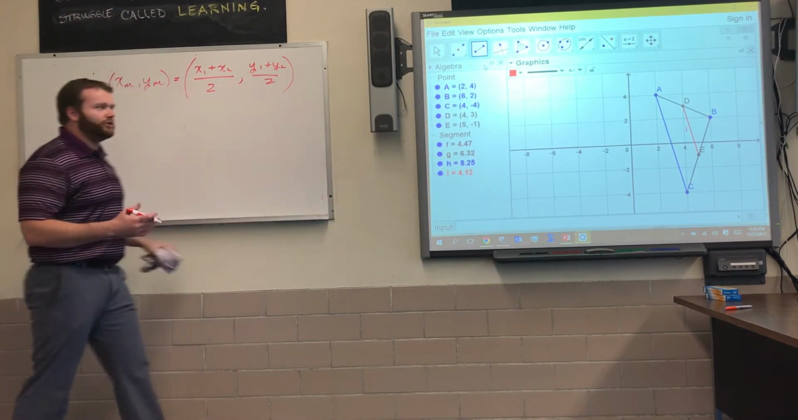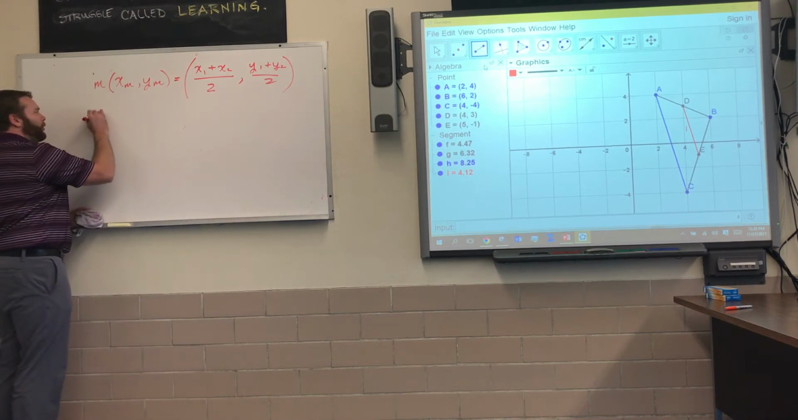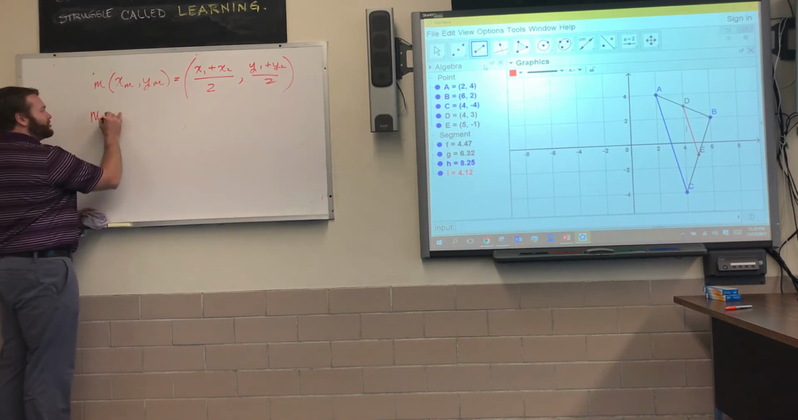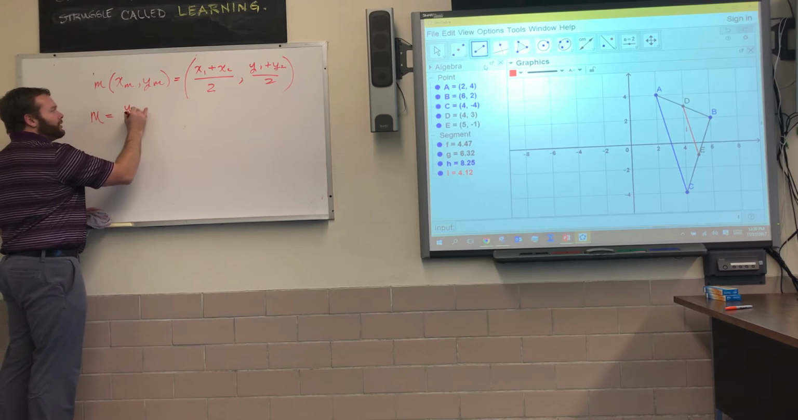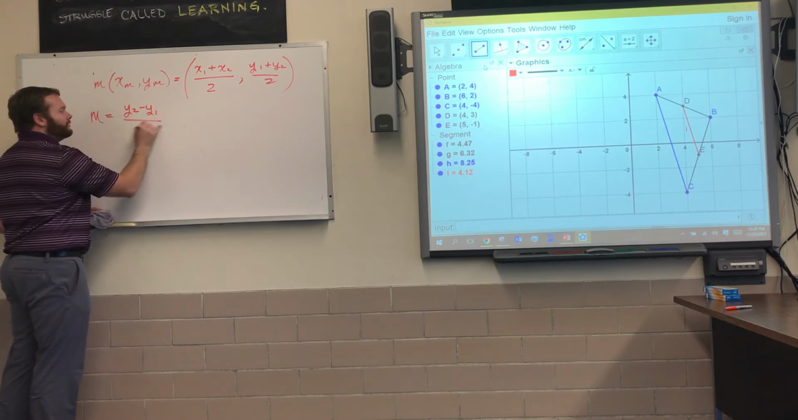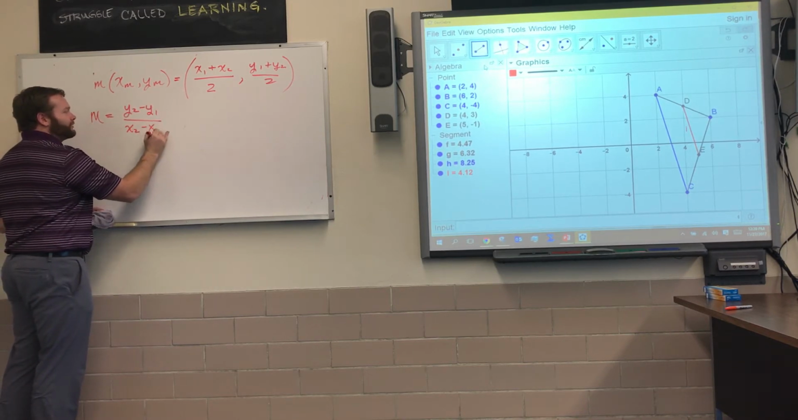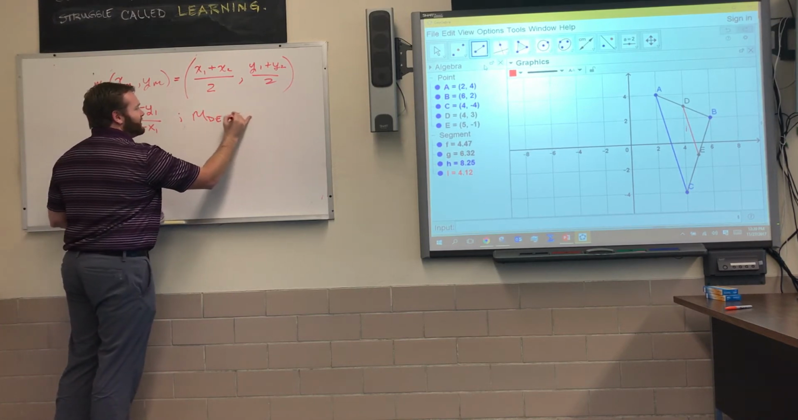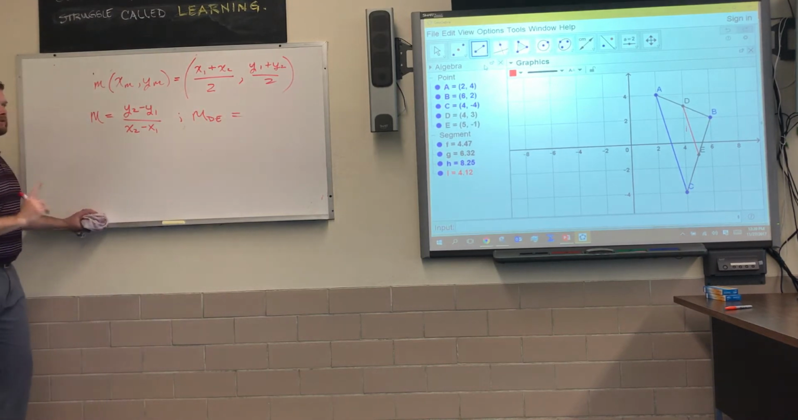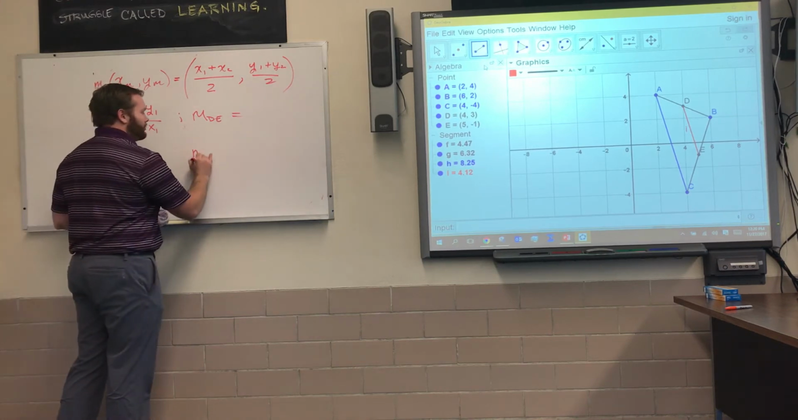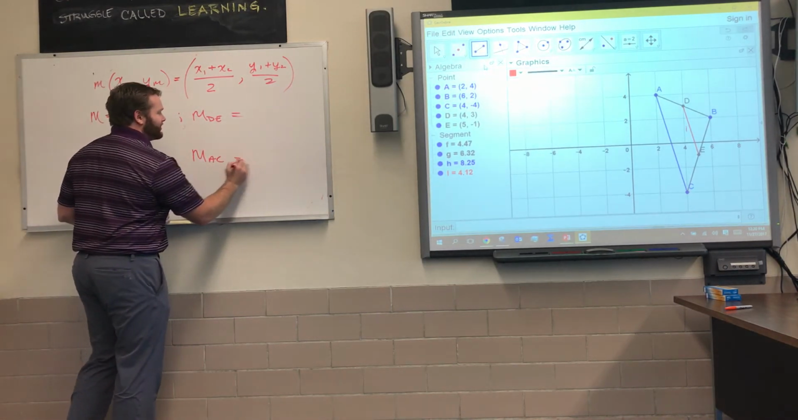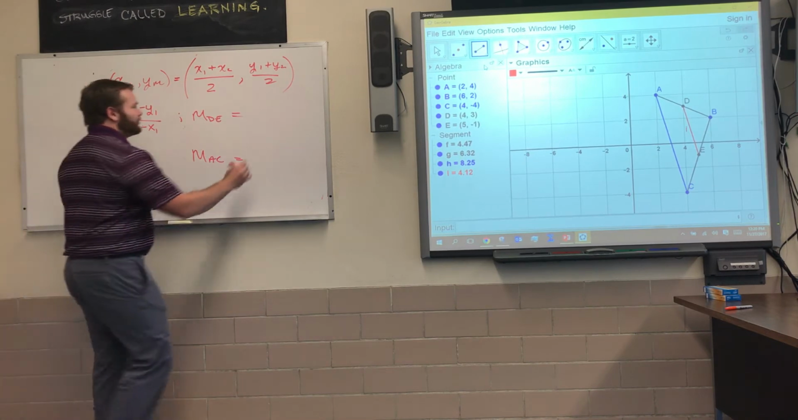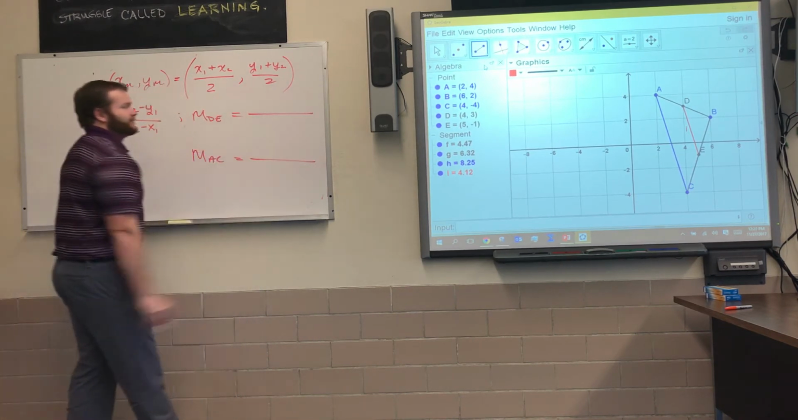The first thing I want you to do is I want you to find the slope of DE. Remember, slope is y2 minus y1 over x2 minus x1. Okay? So I want you to find the slope of DE. And then I want you to find the slope of AC. I want you to find the slope of those two segments.